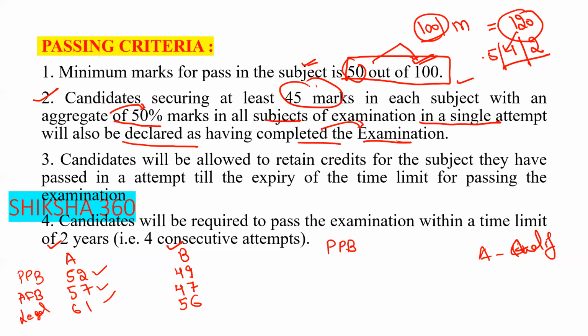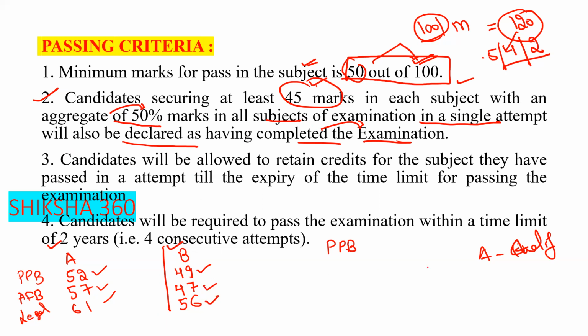So what they are saying is that if candidates attempt all the papers in one attempt, either the first or the second, which we will discuss later, what is the meaning of that? Attempting the first paper, they have to score at least 45 marks. In this also, score at least 45 marks, and in this also.